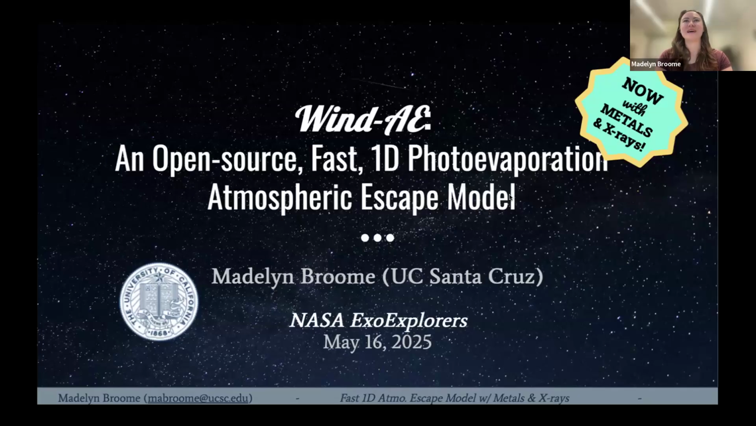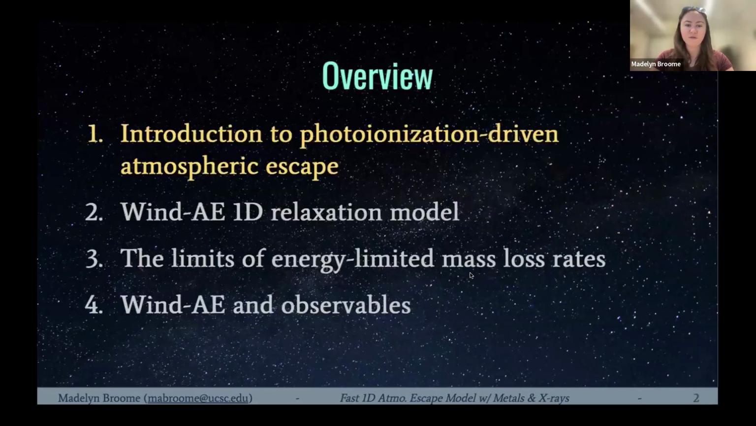We're going to go from some very recognizable physics to some very extreme physics here with atmospheric escape. So I spent the past 5 years developing a 1D atmospheric escape model called WinD. And that little sticker of now with X-rays and metals, we'll get into why the X-rays and metals are important to this process. But first, let's do a quick overview of what atmospheric escape actually is.